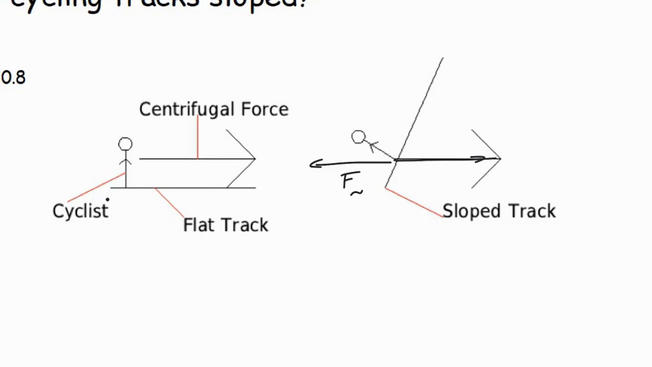So on a flat track, there is no help from the normal force. I'm really just relying on friction to keep me there. When I have a sloped track, I have the normal force, and I also have the force of friction, which is helping push me towards the center and make that curve at very high speeds. That's why some racetracks have sloped tracks as well, to help you make those curves at very, very high speeds.